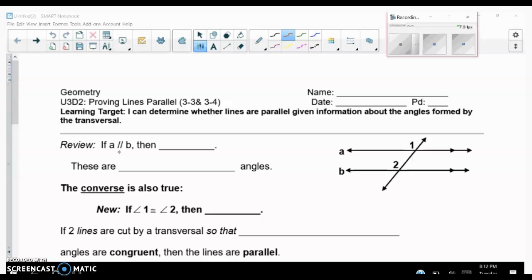So just to review, if A is parallel to B, then angle 1 and angle 2 would be what kind of angles? First of all, we would say that they're congruent to each other. Angle 1 and angle 2 have the same measure, so we'll write that they are congruent. And they also have a particular name. They're called corresponding angles.